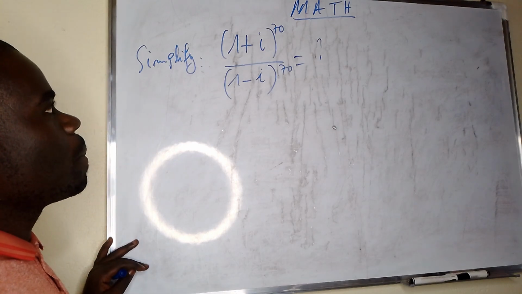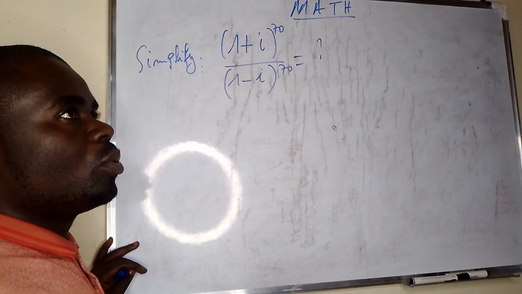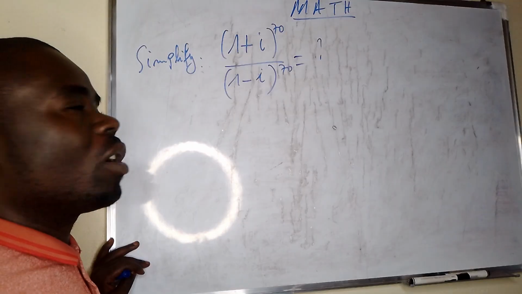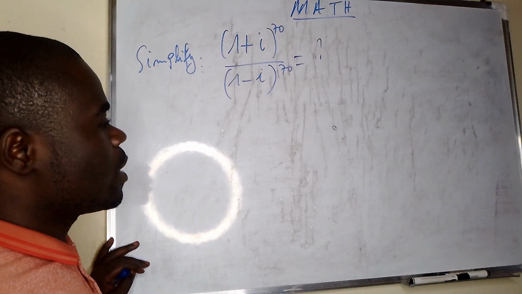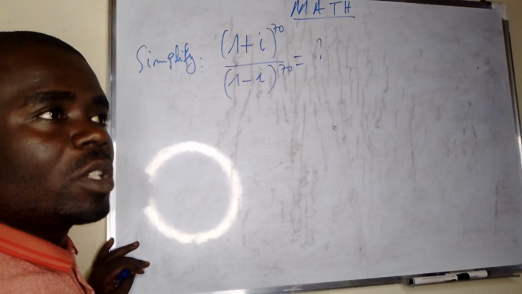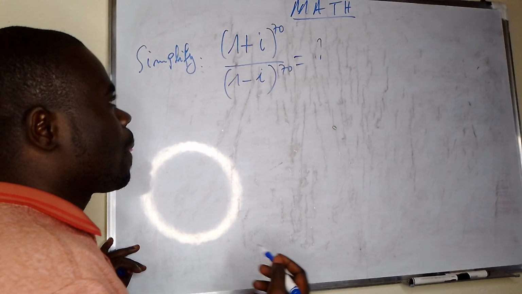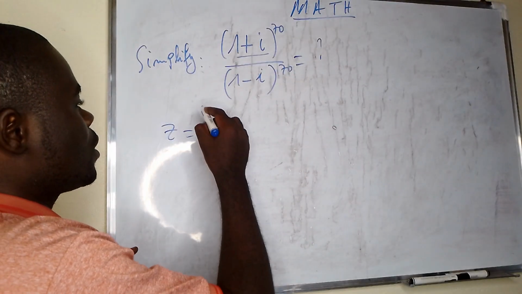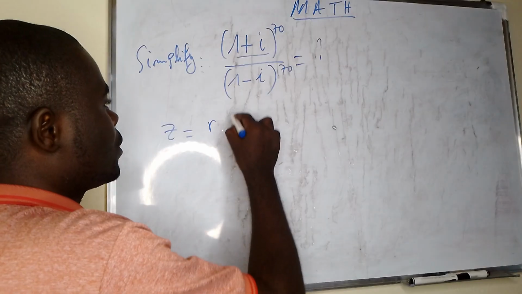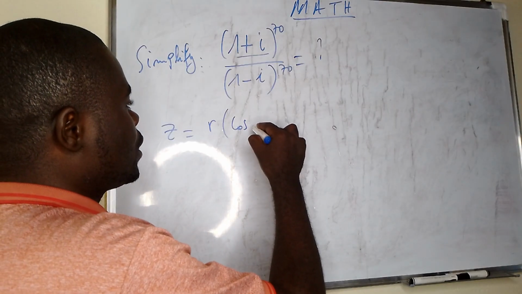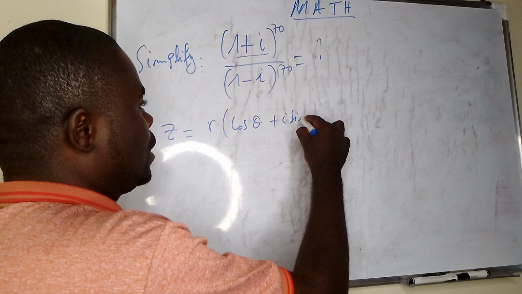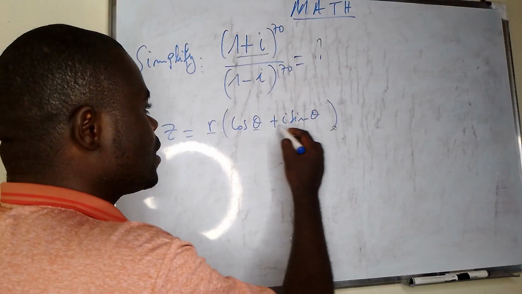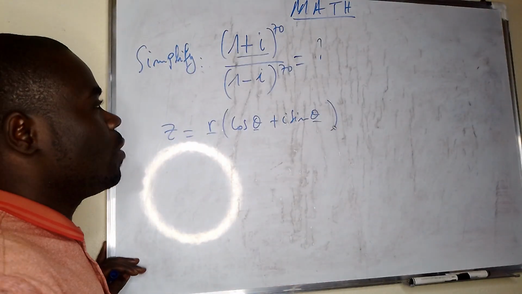When you want to simplify, it's better to put it in modulus argument form or polar form, which is also called trigonometric form. When you want to put it in trigonometric form, we say that z is always equal to r times cosine theta plus i sine theta, where r is the modulus and theta is the argument of the complex number.